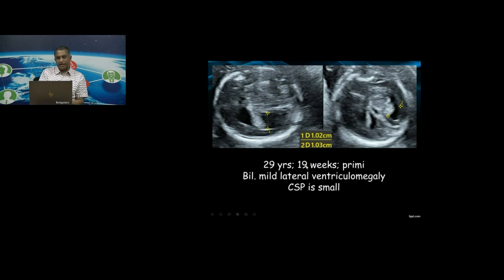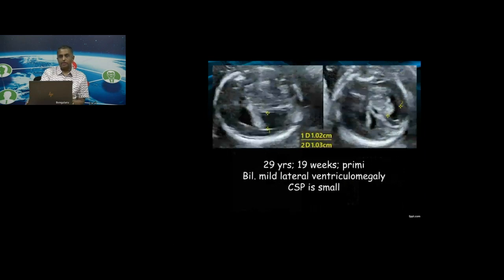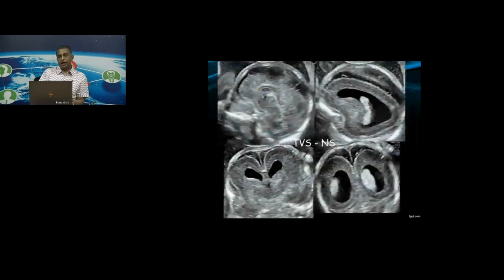At 19 weeks, I wouldn't expect a great CSP, but I was really not happy in the sense that there was not even that not great CSP that I would expect to see. So naturally, you would want to see the brain better, and you realize that this is a vertex presentation. Head is in the lower segment. You immediately switch to transvaginal ultrasound and do a full neurosonogram.